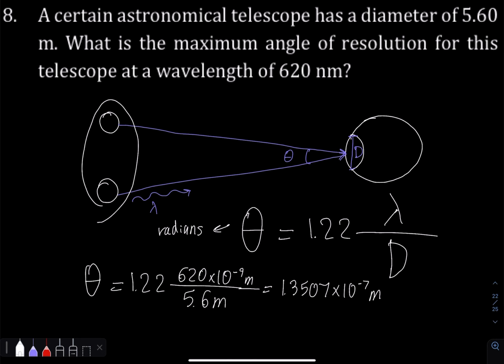Not meters, I'm so sorry. This is an angle, radians, not meters. That's this angle. So if two stars are very, very far away from us, the maximum angle they can make and still be clear is this. Right? It's that many radians.